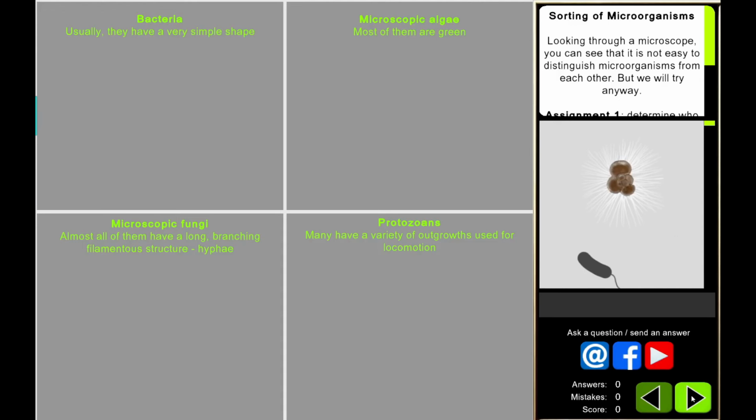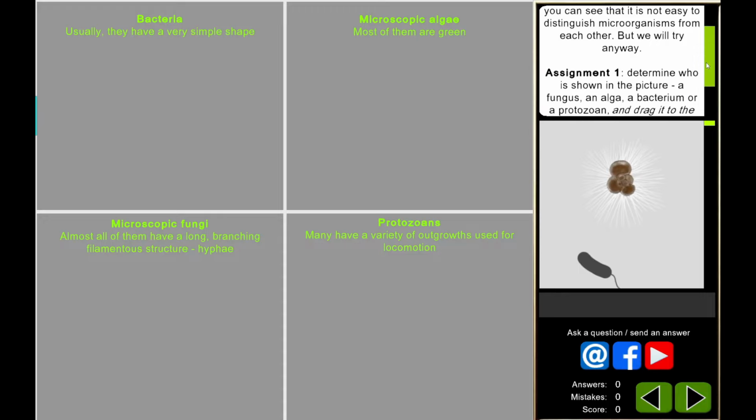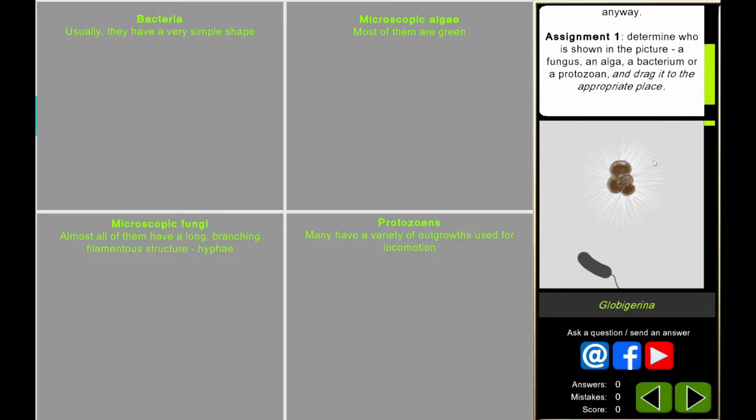Our first assignment will be to sort microorganisms. Now we will look closer at them and sort them all out. Here we see thin pseudopodia around the shell. Globigerina is a protozoan. The next one has a simple shape. Vibrio cholerae is a bacterium.